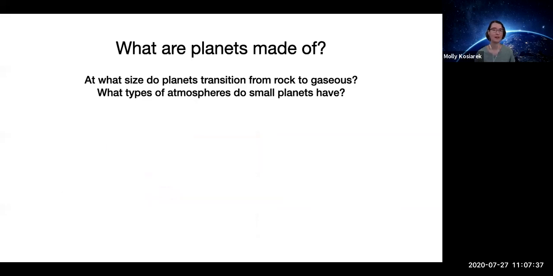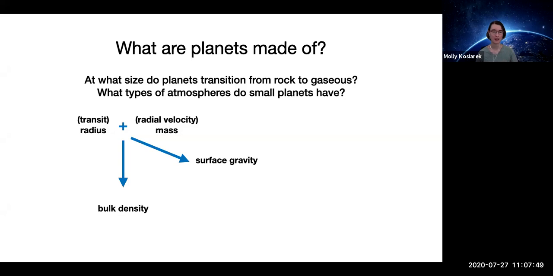So, how can we go about answering these questions? To look at the composition of a planet to first order, one can measure the radius and mass to calculate the bulk density. For further study, we can calculate the surface gravity and combine it with a transmission spectrum to determine the atmospheric composition. And for both of these, the mass is essential.